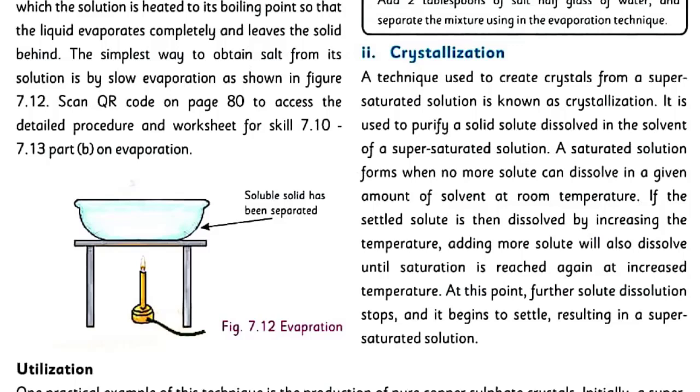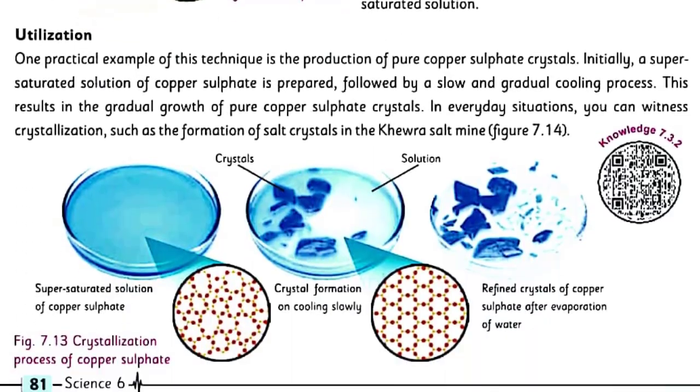If the settled solute is then dissolved by increasing the temperature, adding more solute will also dissolve until saturation is reached again at increased temperature. At this point, further solute dissolution stops, and it begins to settle, resulting in a supersaturated solution.